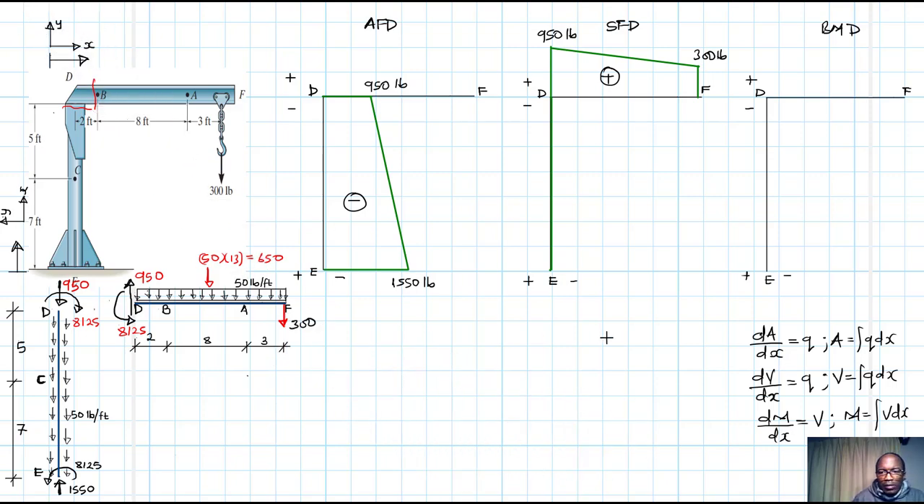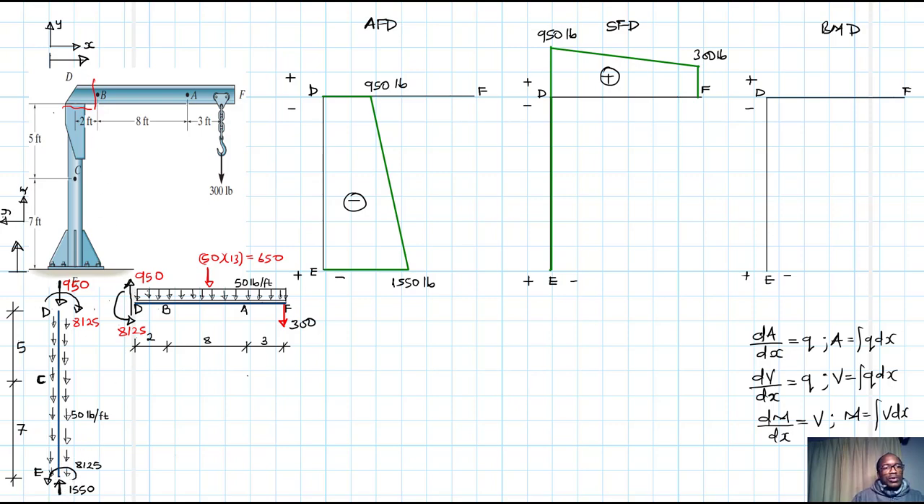So for the moment diagram, let's look at the boundary condition at E. What do we have? At E, we have a reaction moment of 8125. Remember, if we are to cut a section just on top of E, we are going to have an internal moment that is going to have opposite direction to 8125.